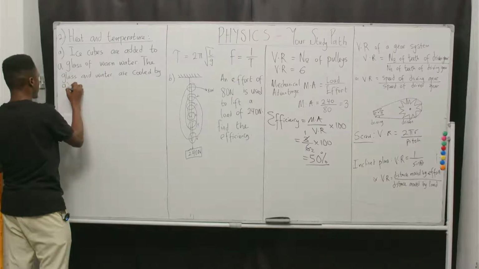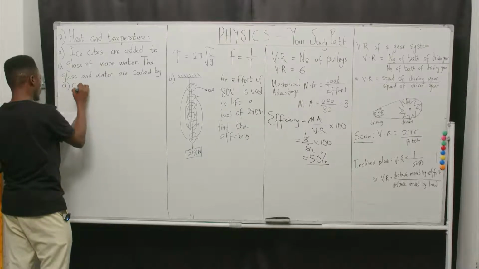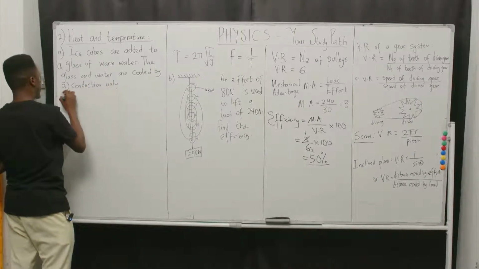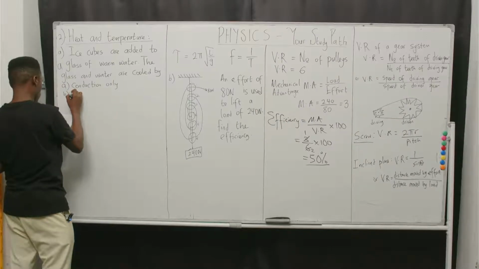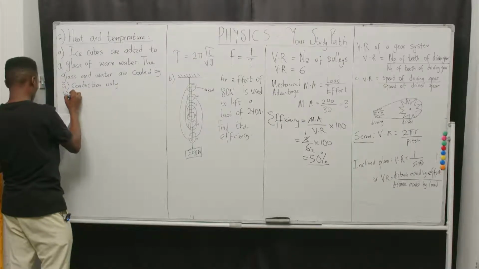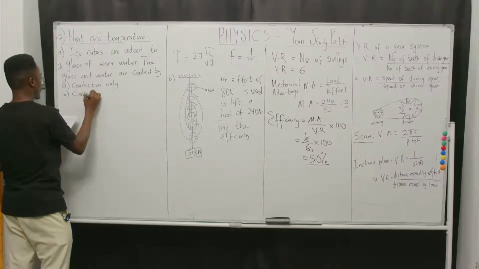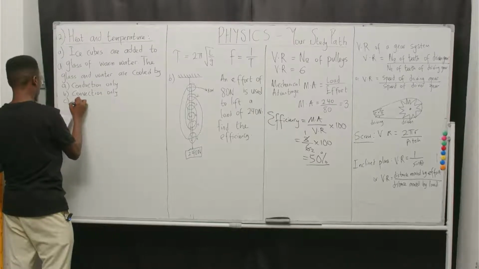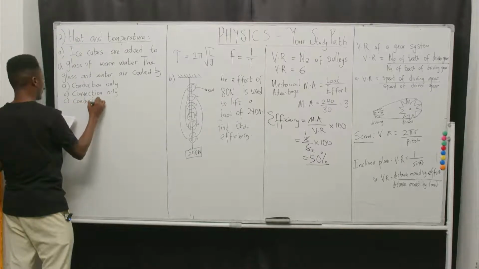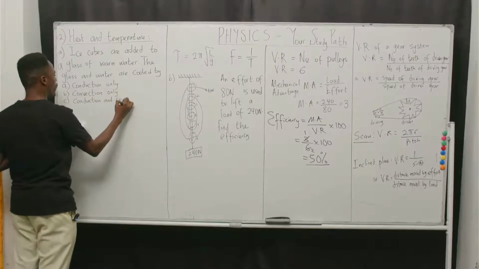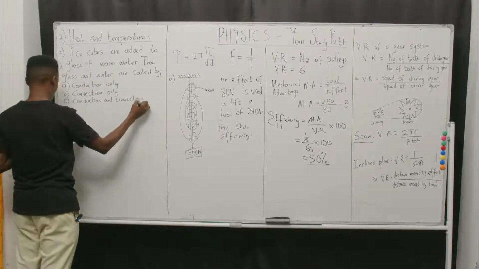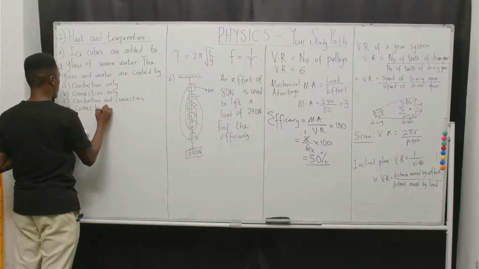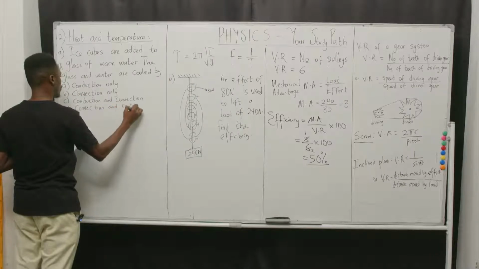A, you have conduction only. B, you have convection only. C, you have conduction and convection. D, you have convection and radiation.